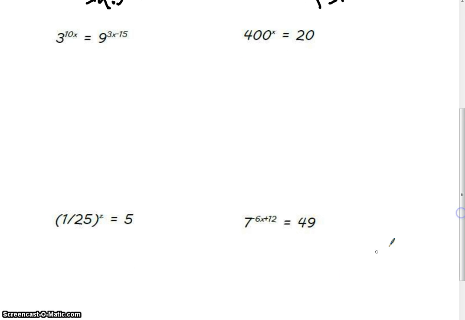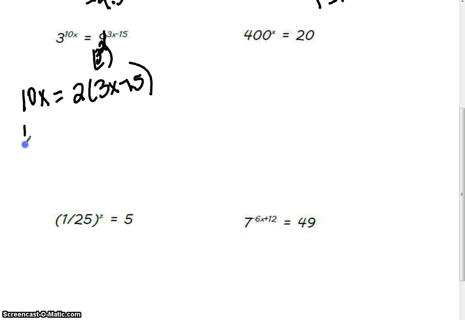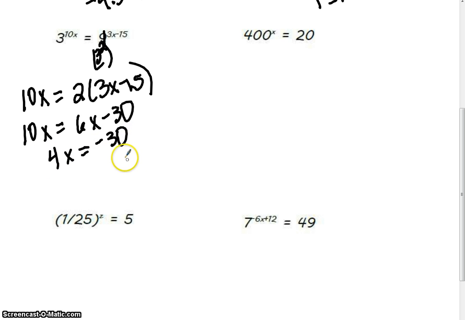We have 3 to the 10x and 9 to the 3x minus 15. They're not the same base. 3 to the second power is 9, so 9 can be rewritten as 3 squared. So we have 10x is equal to 2 times 3x minus 15. So 10x equals 6x minus 30. Move your 6x, 4x is equal to negative 30. Divide by 4 and x is equal to negative 7.5.